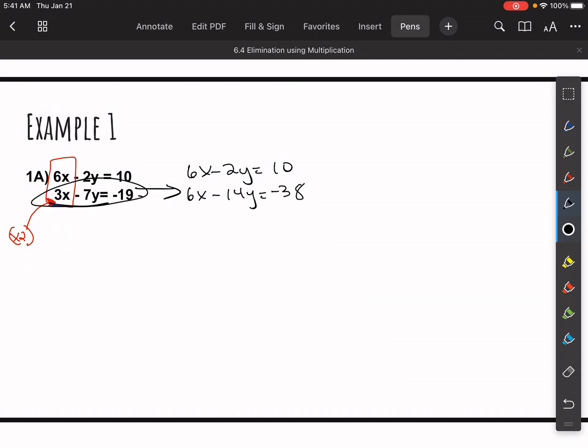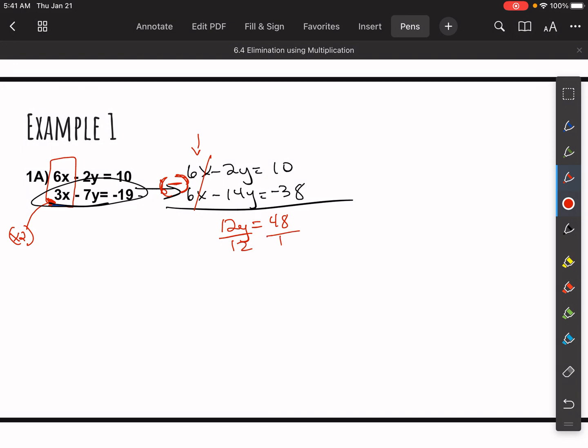That's just this equation times 2. Okay, now that I have that, I notice that my 6's are the same, which is what I was looking for. In order to eliminate them, I have to subtract them. So I'm going to subtract the two equations. 6 minus 6 is just 0. Negative 2 minus negative 14 is negative 2 plus 14, which is 12y. And then 10 minus negative 38 is positive 48.